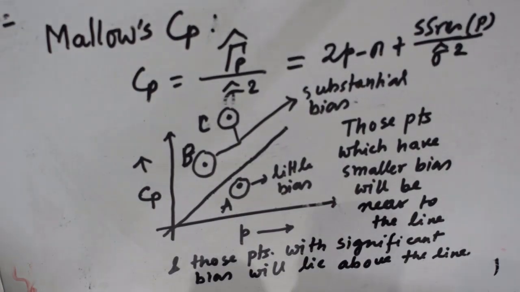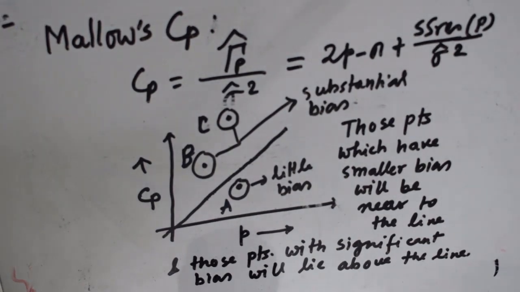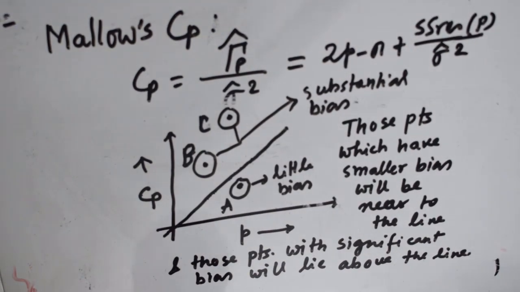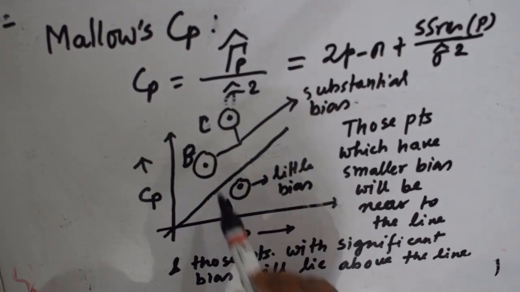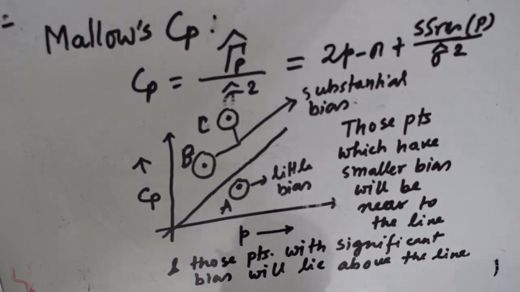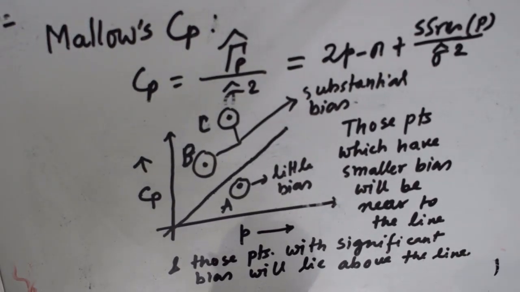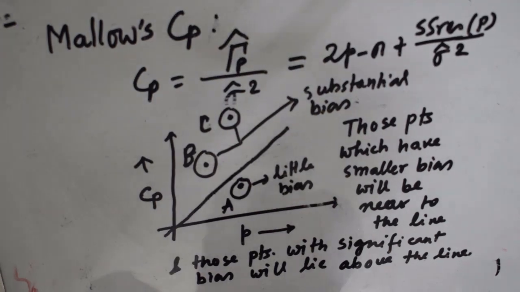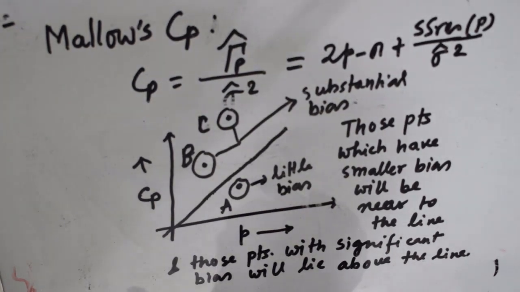Now we see that point C is above the point A, and it represents a model with lower total error. It may be preferred to accept some bias in the regression equation to reduce the average prediction error.